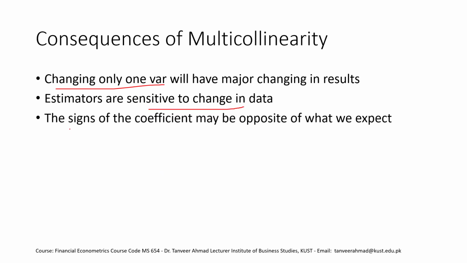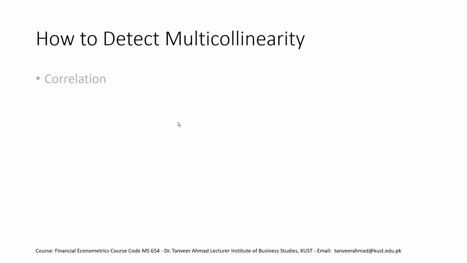And lastly, the signs of the coefficient may be opposite to what the theory is stating. So whenever we see this kind of an issue, when the signs are opposite to what the theory is stating, then we must always try to find out the reason. We must always apply some diagnostic test. Okay, so how do we detect multicollinearity?